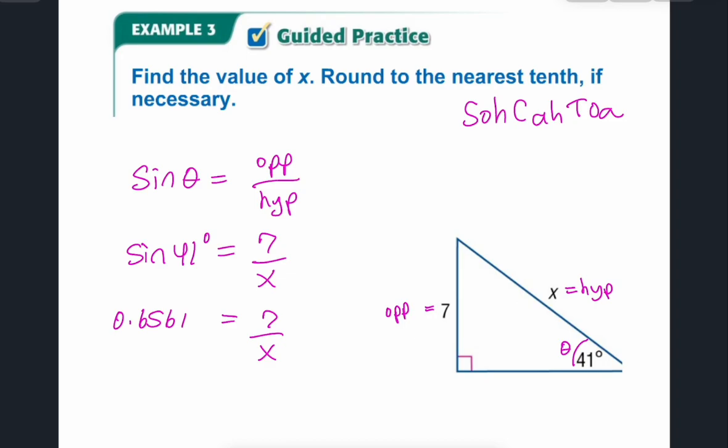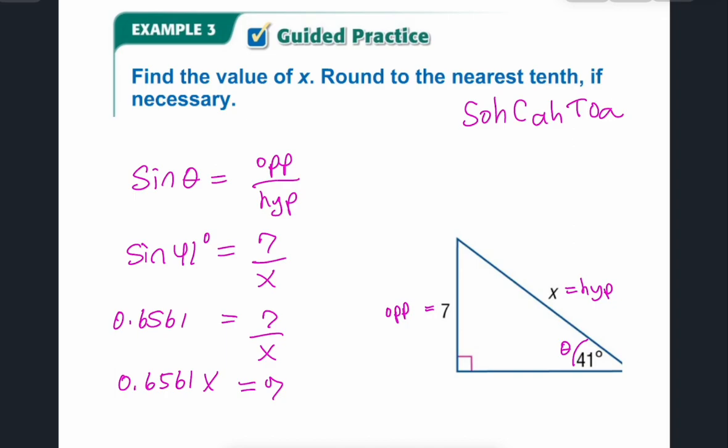Now, in the last problem, it was not equal to 7 over x, it was equal to x over 7. And we multiplied both sides by 7. Whatever ends up in the denominator is what you need to cross multiply by. You always multiply by whatever ends up in the denominator. So that needs to multiply over there. So that equation is really going to turn into 0.6561x equals 7. Whatever is in the denominator cross multiplies.